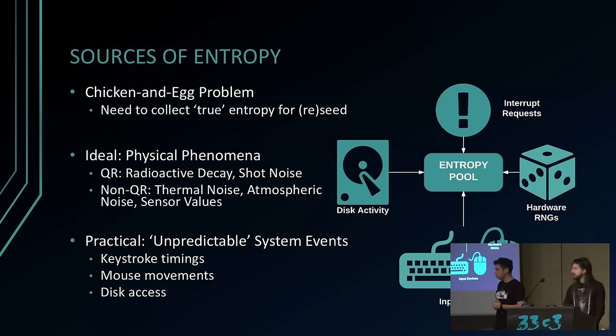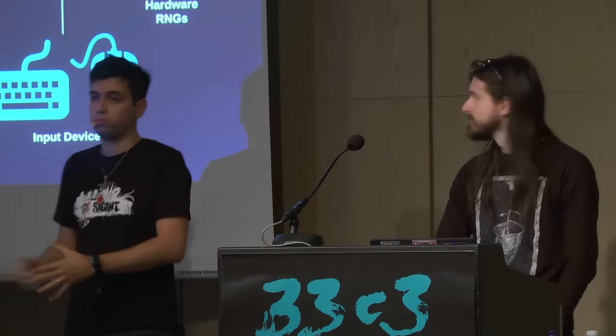So ideally, you want to use physical phenomena, such as quantum randomness like radioactive decay and shot noise, or non-quantum randomness, such as thermal noise, atmospheric noise, and sensor values. Well, this is not always available. So practically, in general purpose computers, you can use unpredictable system events. One good source is the user itself: keystroke timing, mouse movement, or disk access can be used in general purpose computers as a source of entropy.